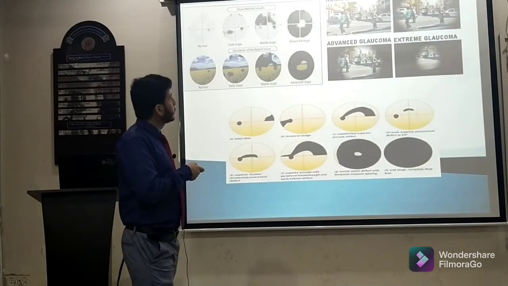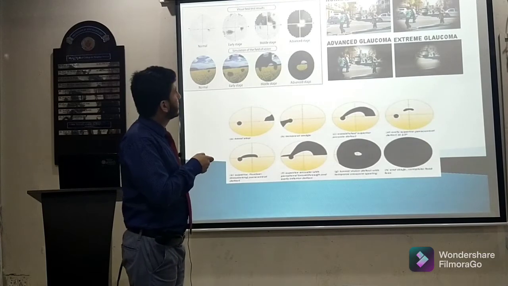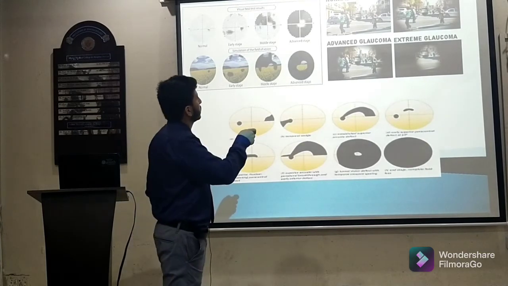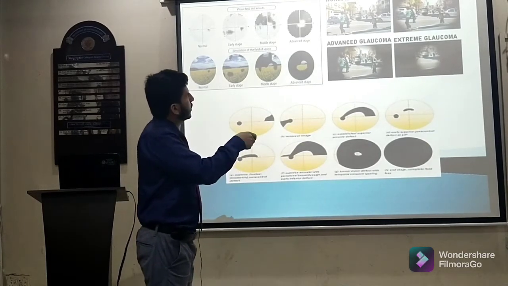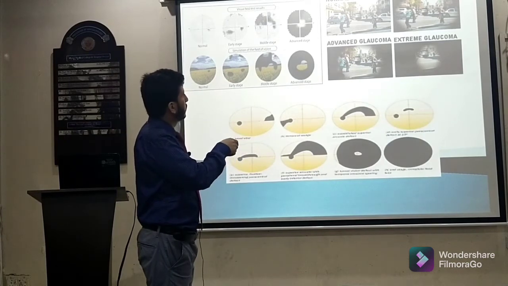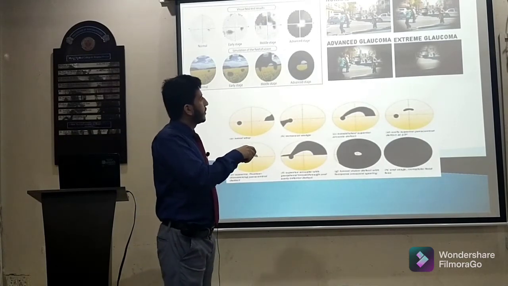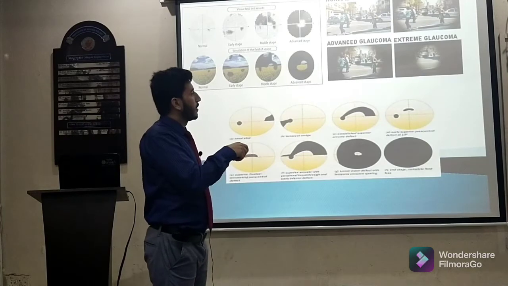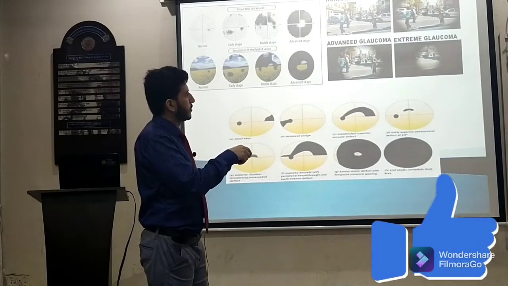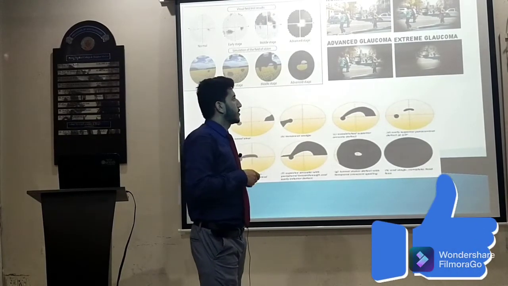Like we can say, this is a normal visual field. In the first diagram, first image, early glaucoma, visual field loss, advanced glaucoma, extreme glaucoma, in which the person has developed tunnel vision.